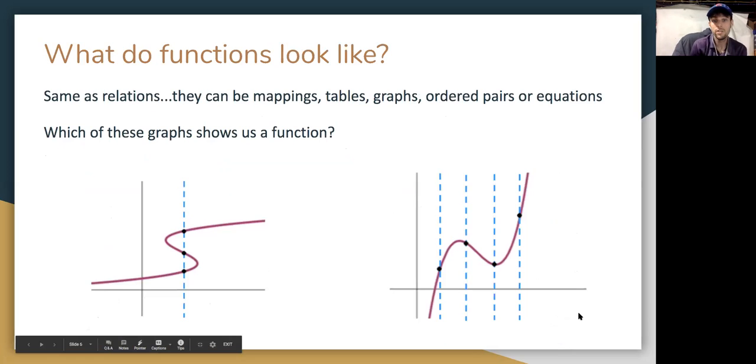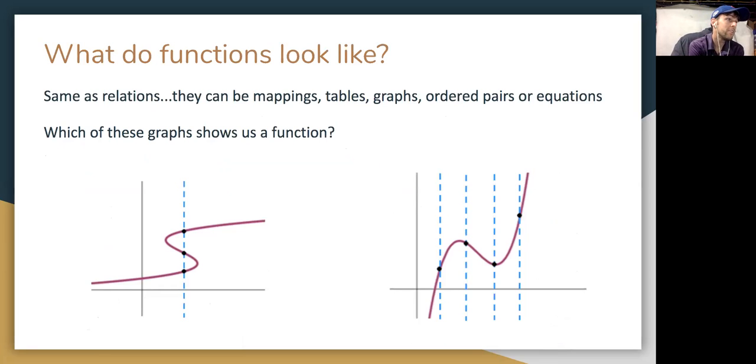Okay, what do functions look like? So functions as graphs have a really, really quick test for them. Same as relations, functions can look like any of the same things that relations did. They could be mappings, tables, graphs, ordered pairs, equations. But in particular, graphs are really easy to decide if they're functions. There's something called the vertical line test.